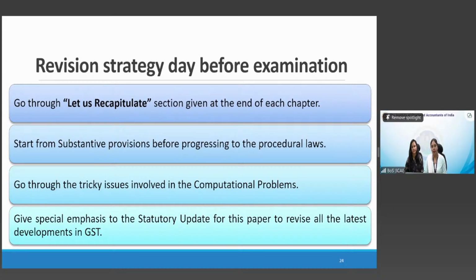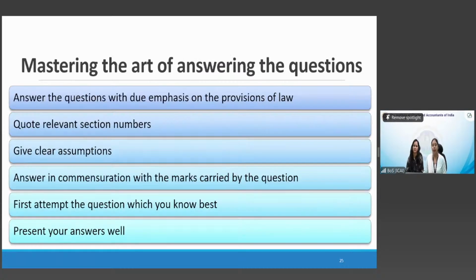And while revising, special emphasis should be given to the statutory updates, latest provisions, and latest amendments. For example, FA24 amendments should be given special emphasis. All these statutory update notifications and circulars should also be given special emphasis because in past examinations we have seen that these questions, special amendments, carry a special weightage in the exam.